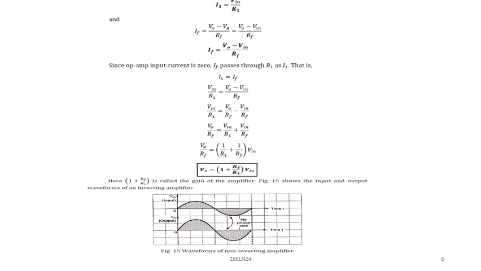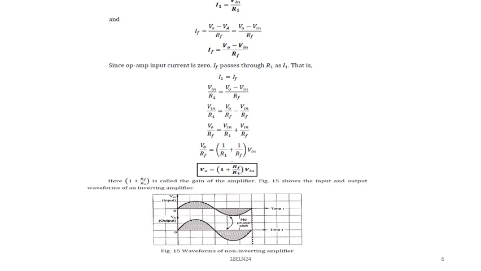Since op-amp input current is 0, IF passes through R1 as I1. Therefore, we'll write it as I1 is equal to IF. Now, what is I1? I1 is V in by R1 and IF is V0 minus V in by RF. Further, we'll simplify it. So, V in by R1 is equal to V0 by RF minus V in by RF.